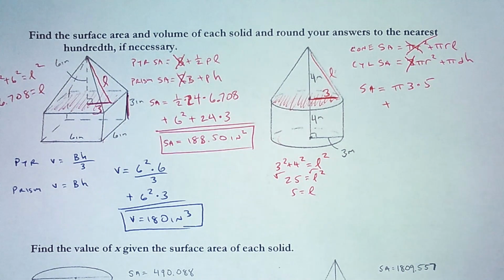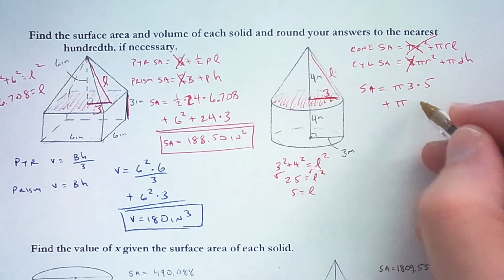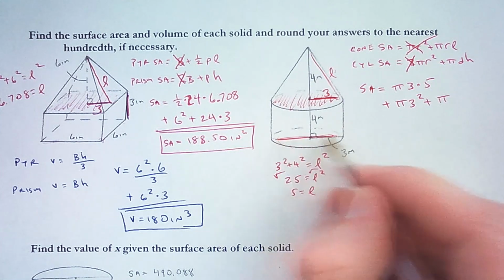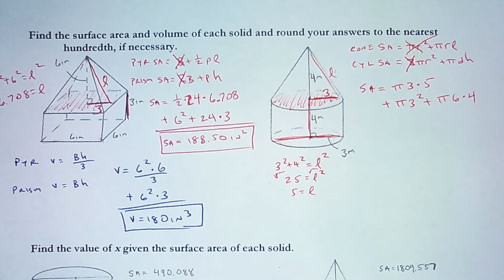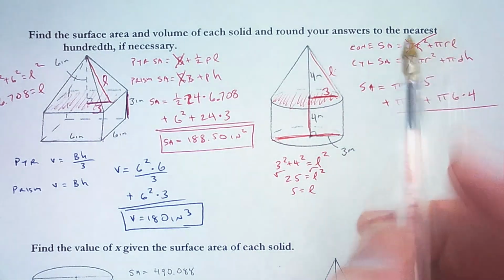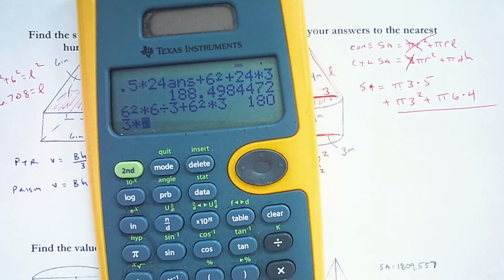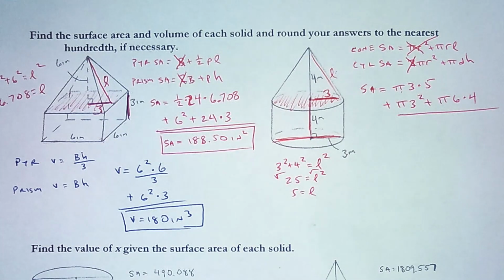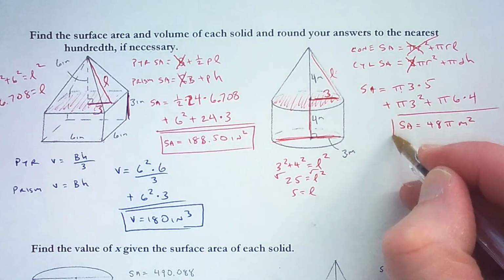And we will add to that the cylinder, which only has one base, so it's just pi r squared, not 2 pi r squared, so that's pi 3 squared, plus pi dh, pi times diameter, which is 6, times the height, which is 4. Okay, so this time, it's not necessary to round. We just won't put pi in our calculator, so we'll get an exact answer. 3 times 5 plus 3 squared plus 6 times 4 is 48. So that means our surface area is 48 pi meters squared.